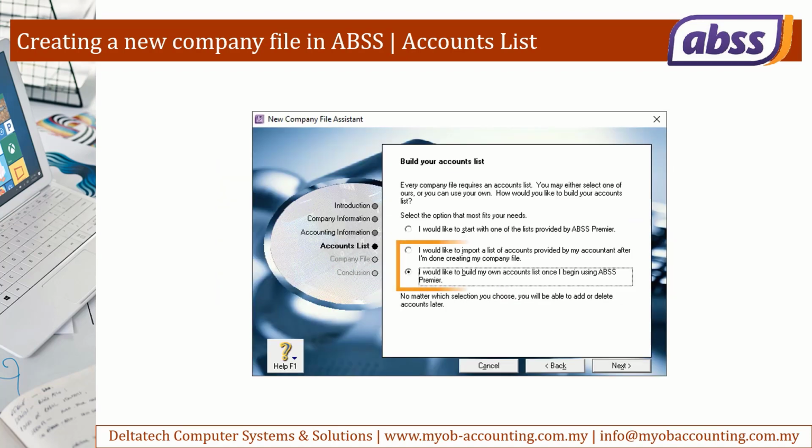The second and third options lets you create your own accounts list. With these options, ABSS creates the minimum number of accounts for you when creating your file. We prefer to select the third option. I would like to build my own accounts list. Select an option and click Next to continue.